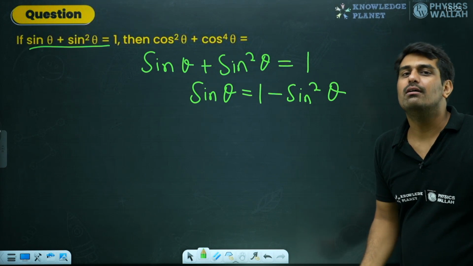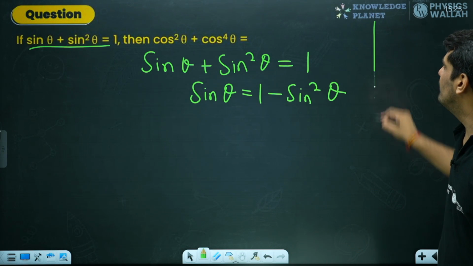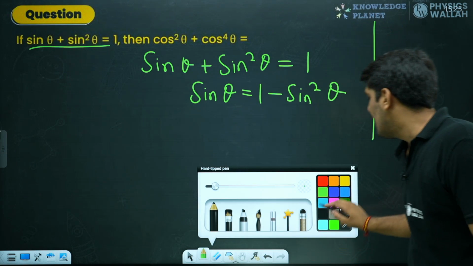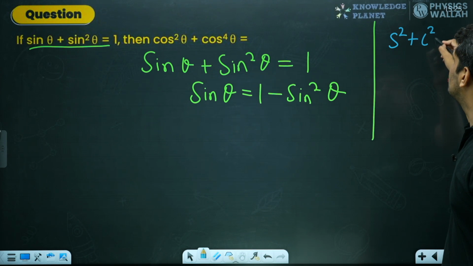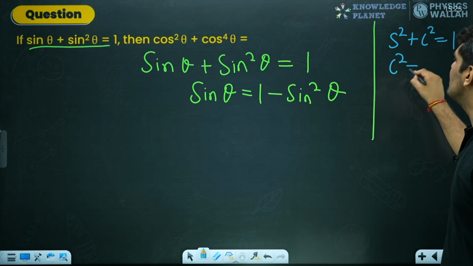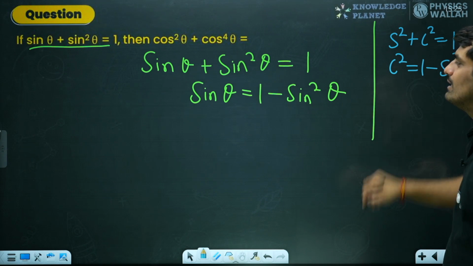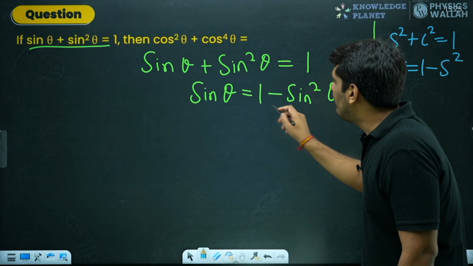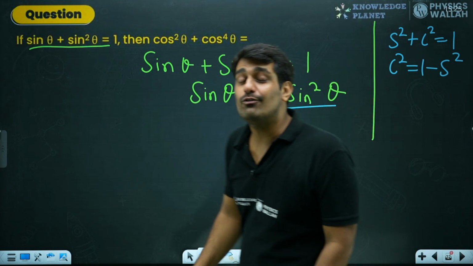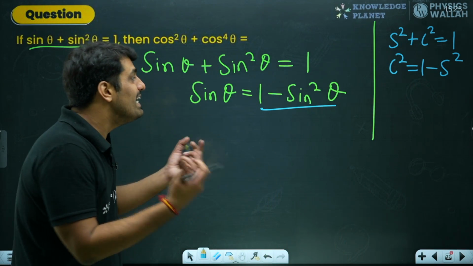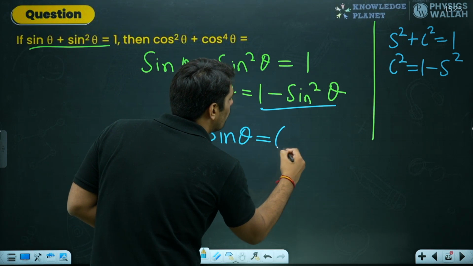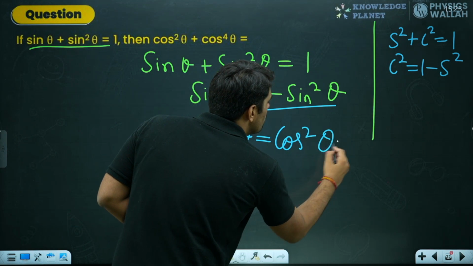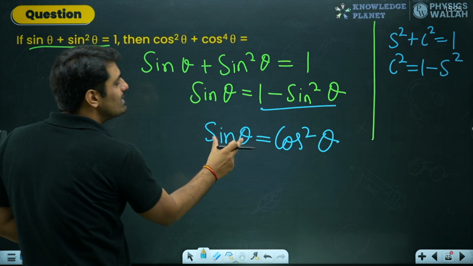If you remember, I just now told you the simple thing. You can transfer any of the things from one side to the other. Sine square theta plus cos square theta equals 1. So I can transfer the sine square to the other side, and it will come as cos square theta equals 1 minus sine square theta. Right? If I replace this 1 minus sine square theta with cos square theta, things become very simple immediately. Sine theta is equal to cos square theta. So basically the value of cos square theta is sine theta.